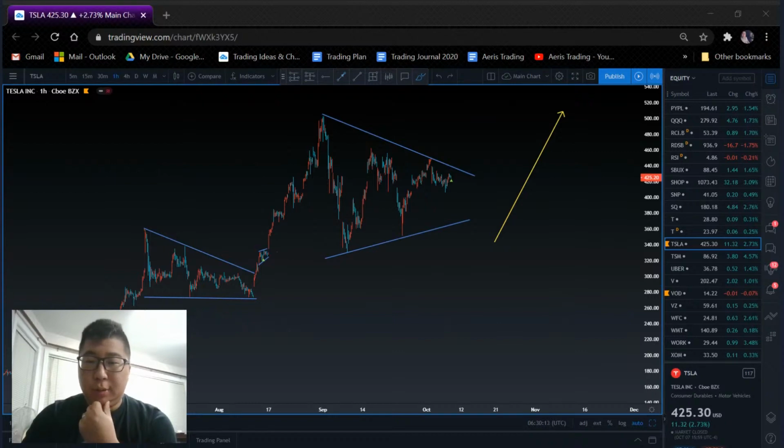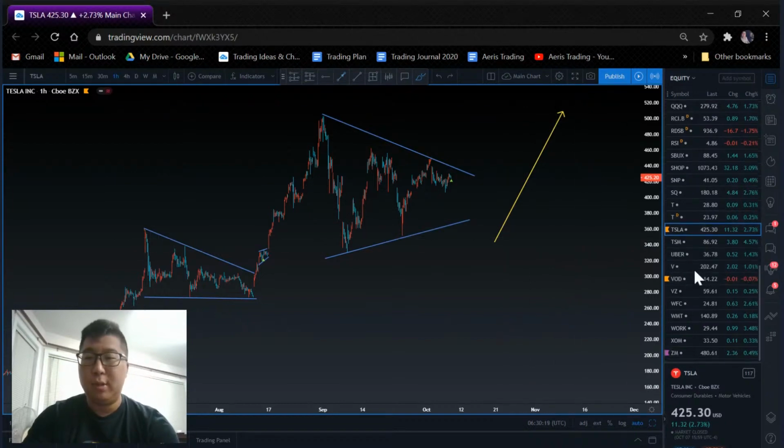Just shorted Polonia yesterday on top of the daily chart. Yeah, I can look at SPX and Dow Jones after. I'll just go through a few of these equities first.